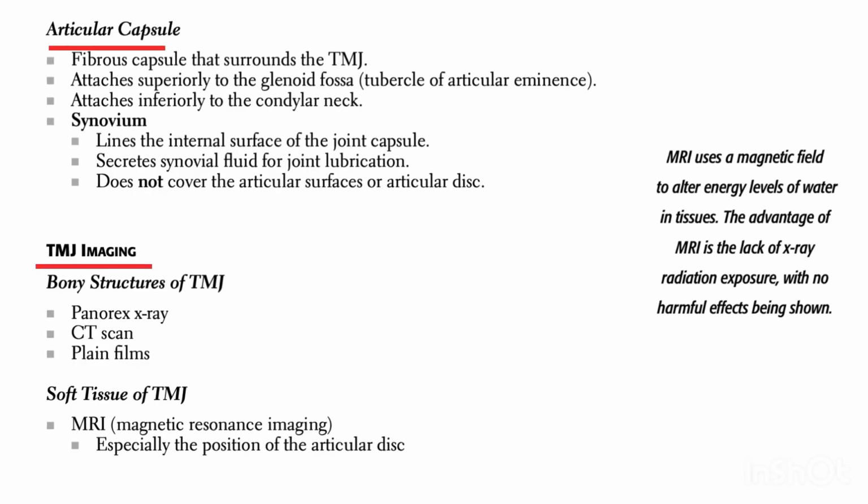Talking about the articular capsule, it is a fibrous capsule and it surrounds the entire joint. It attaches superiorly to the glenoid fossa and inferiorly to the condylar neck. So we know from the earlier slide that this capsule has an internal surface of synovium. Synovium will secrete synovial fluid for lubrication. It doesn't cover the articular surface or articular disc. It's just present on the internal surface of the joint capsule.